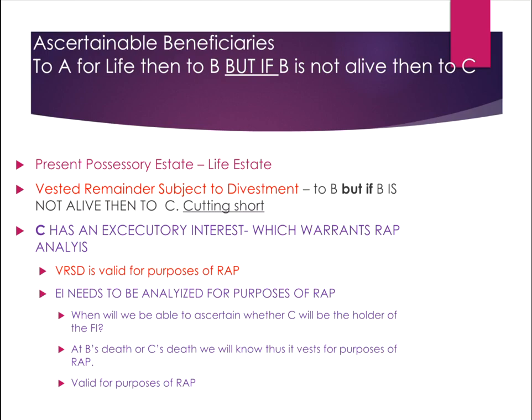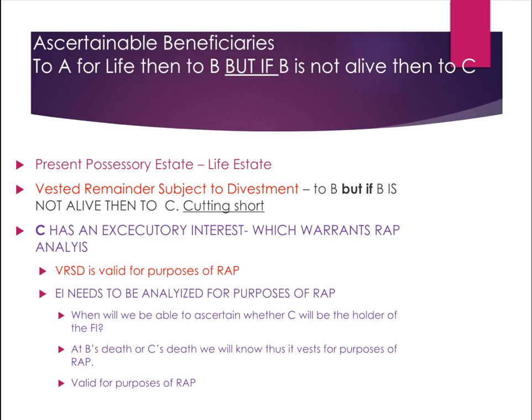The cutting short, look for language. We have to look to see whether or not C, not B, but C will vest or fail within a life in being plus 21 years. Now, because this does not follow the natural termination of a life estate, C has the only other type of future interest in a third party. It's not a remainder, it must be an executory interest.